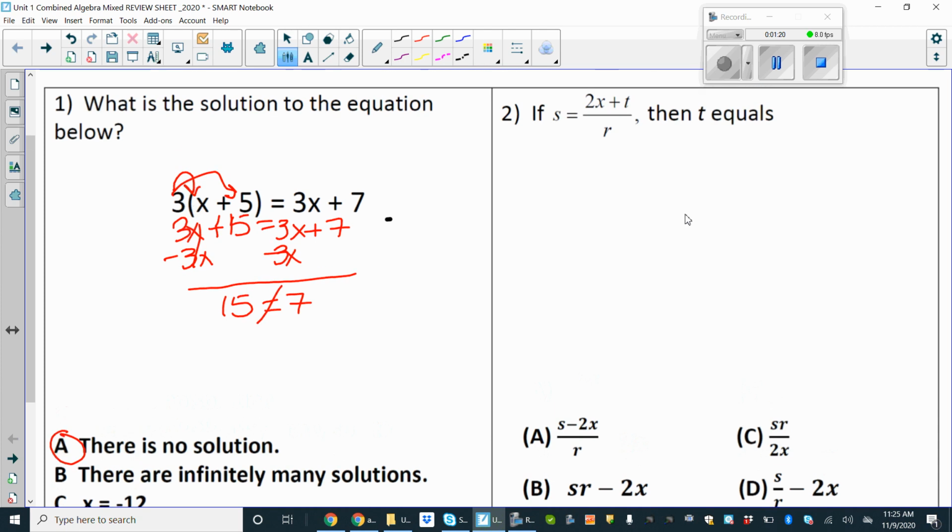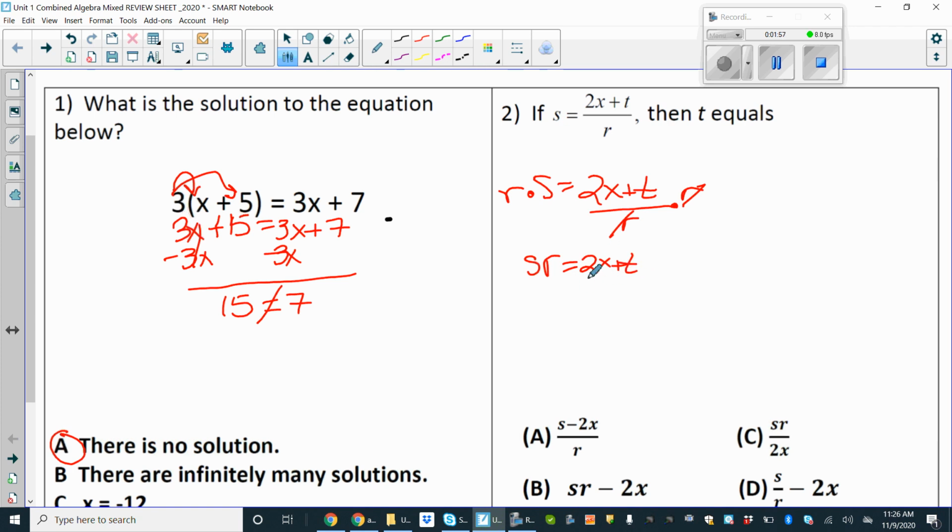Number 2, if s equals 2x plus t divided by r, then t equals what? So we are solving for t. So I'm going to rewrite the equation. S equals 2x plus t, over r. I want to get rid of r in the denominator. So this is division, so I'm going to use multiplication. Multiply by r on both sides and get the r's to cancel out. And I'm left with s r equals 2x plus t.